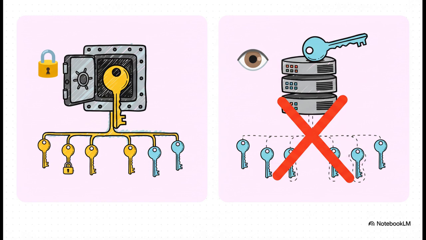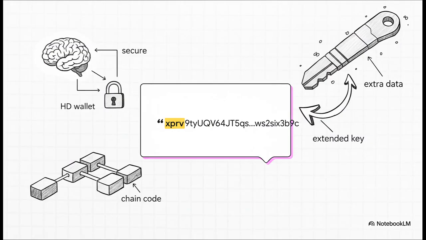And here's what one of these things actually looks like in the wild. You can see it starts with that xprv prefix, so you know exactly what you're looking at. And yeah, it's long. It's way longer than a typical address because it's packing all that extra info, the key and the chain code, all into one.